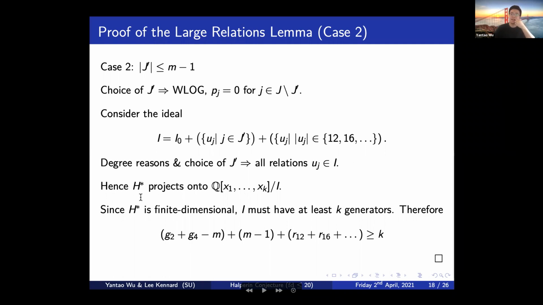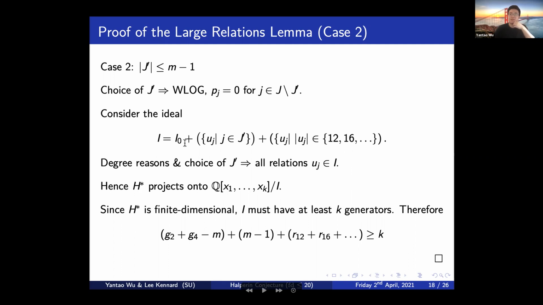So H star can be projected onto another quotient, which is the polynomial algebra quotient by I. Since we have already assumed that H star is finite dimensional, its quotient space must also be finite dimensional. So from knowledge in commutative algebra, we know that the set I must contain at least k generators.